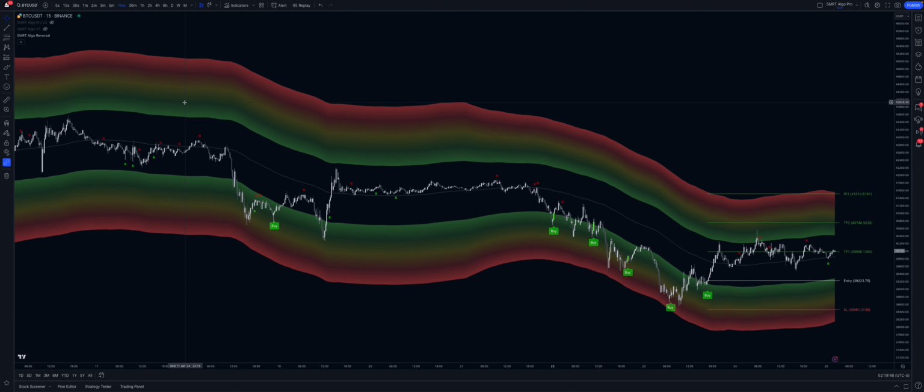For example, when price entered these lower bands here, we wait for our condition to be met. And once our criteria is met over here, we have a buy signal, which ended up actually going down a little bit, and then reversing back to the upside.